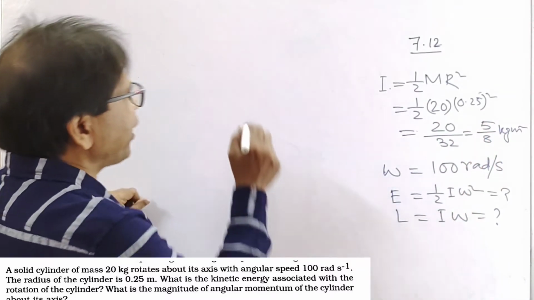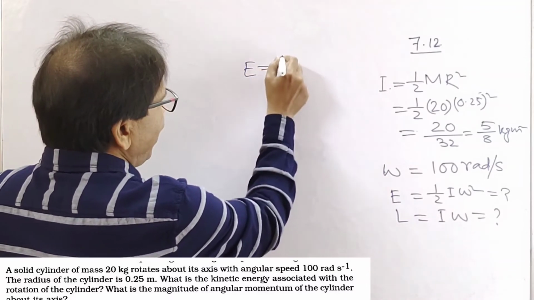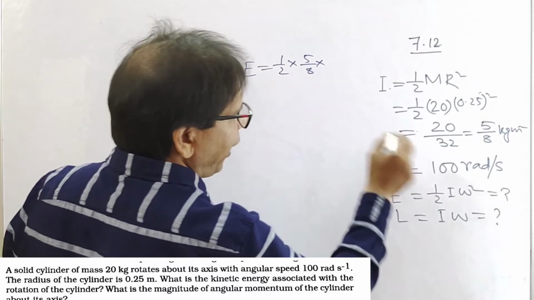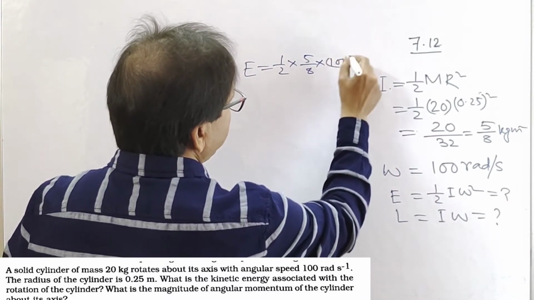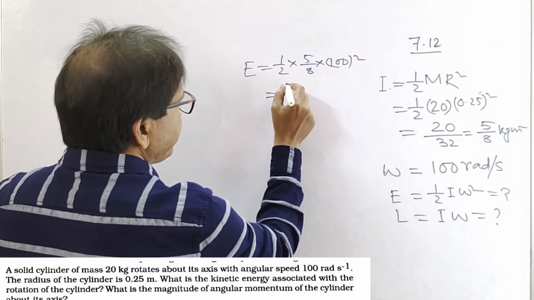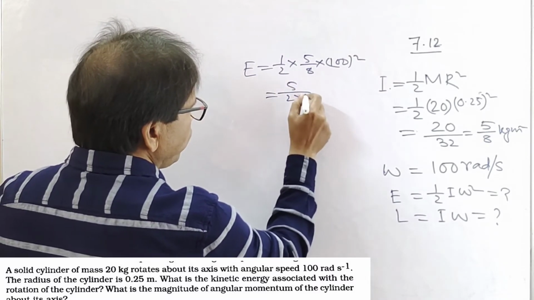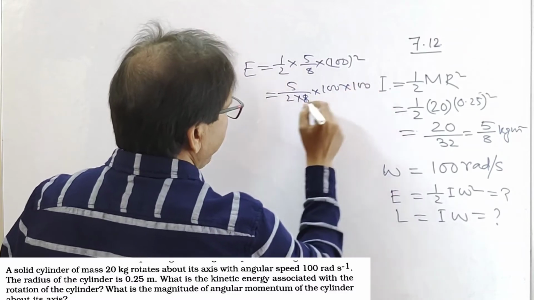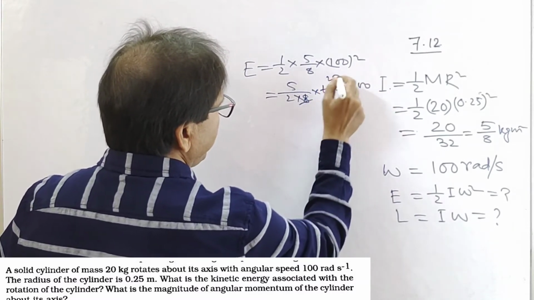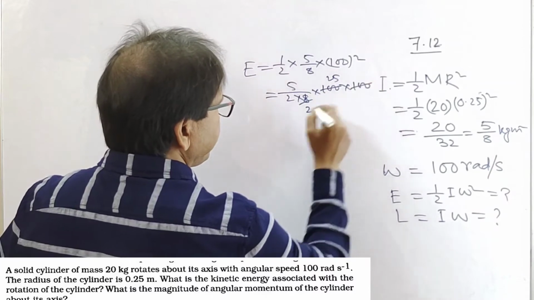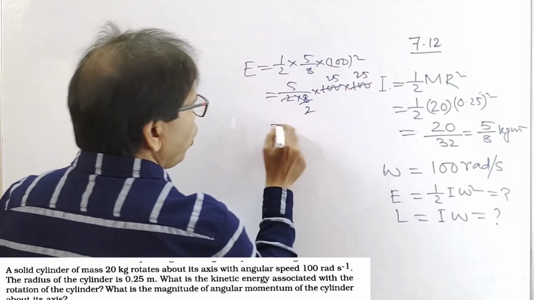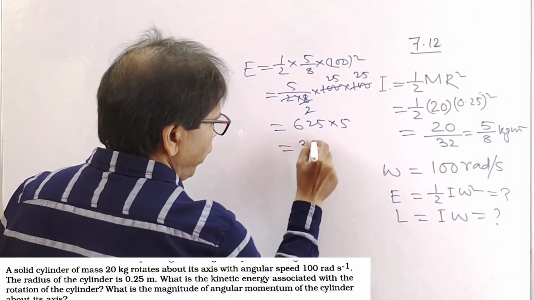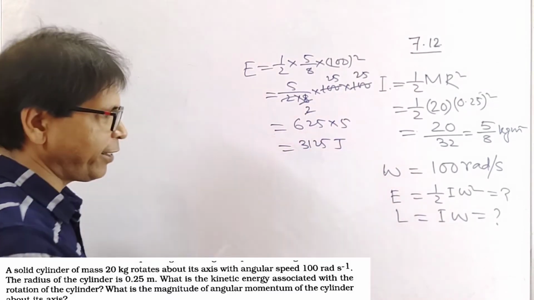So look at this, here kinetic energy is half into I, that is 5/8, and this is 100 square. So look at this, it is 5 by 2 into 8 into 100 into 100. Okay, now this and this is 25, 2, and this is 25. So look at this, 625 into 5, so this is 3125 joule, the kinetic energy.